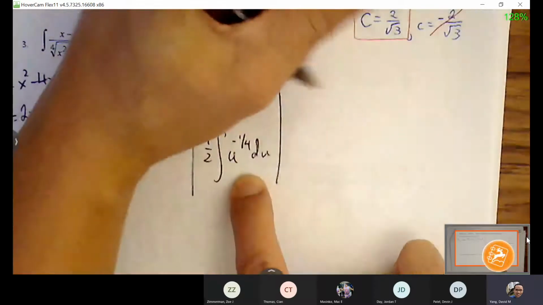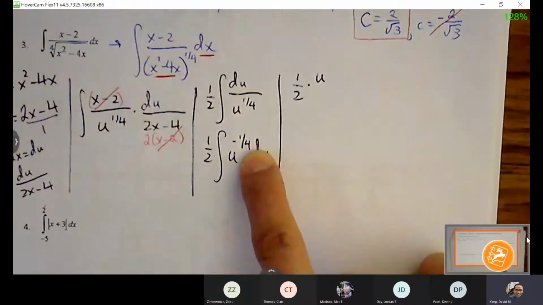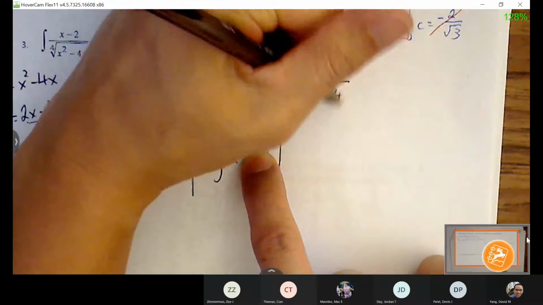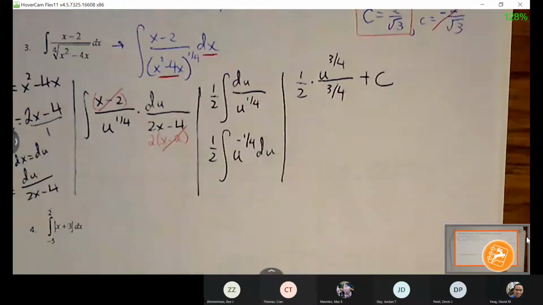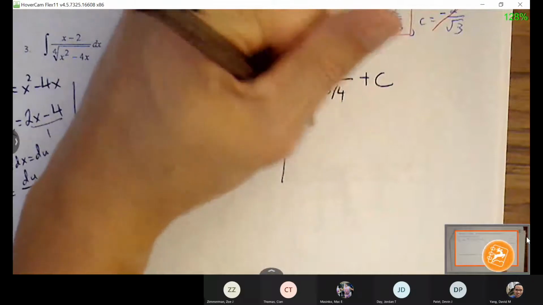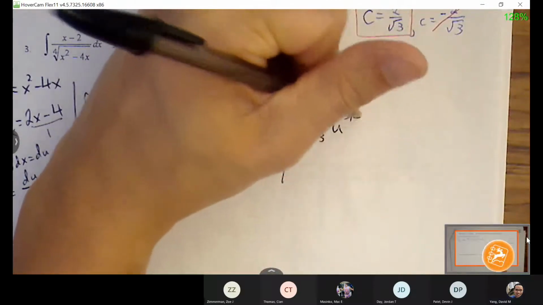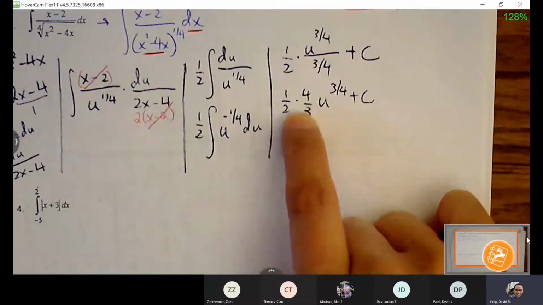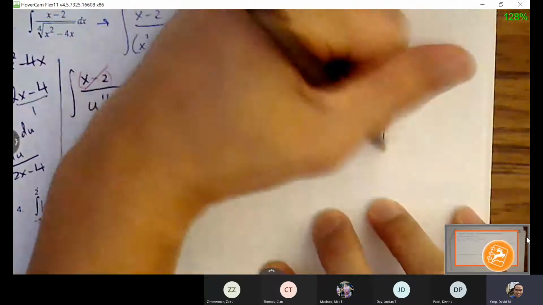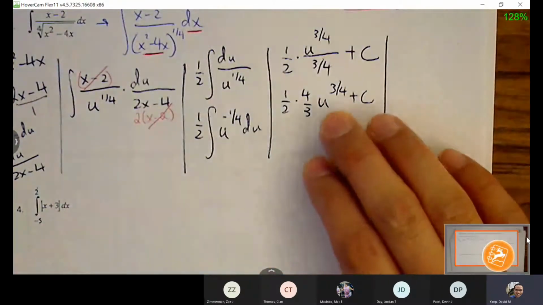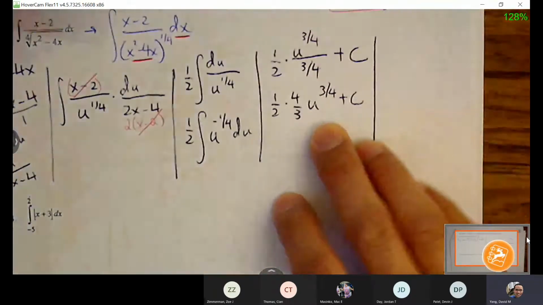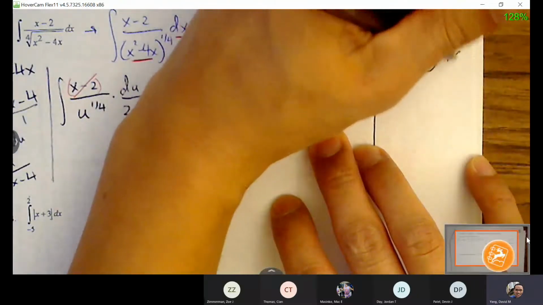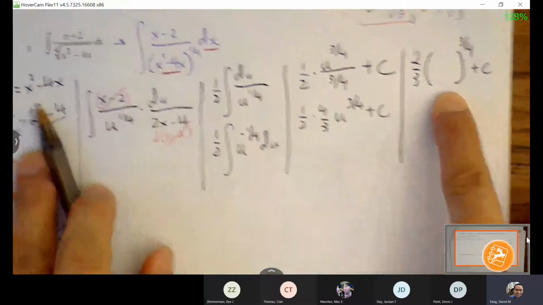Add 1 to the exponent. Keep the 1/2 outside. Negative 1/4 plus 4 over 4, that's 3/4. Flip the fraction. And then multiply and clean up. 4 over 6, that's 2/3. And don't forget, your variable u is a temporary variable, so you gotta bring the original variable back in terms of x. X squared minus 4x.